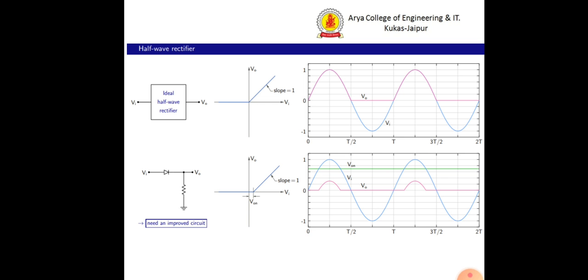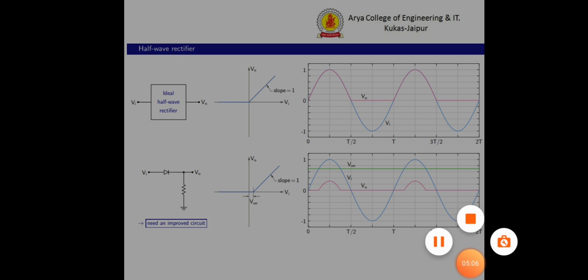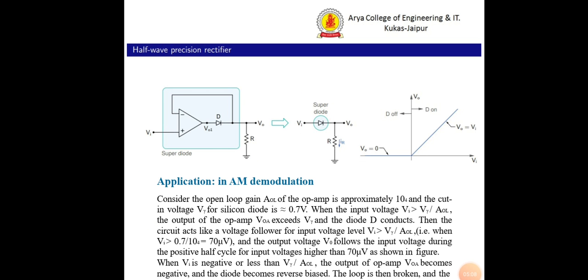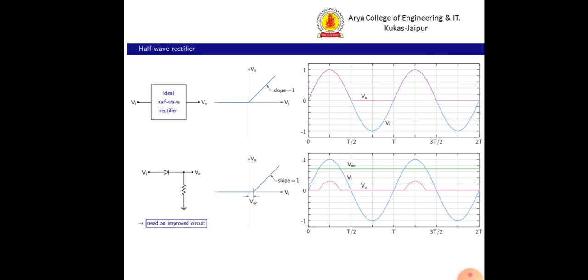Now we are going to talk about one very important application of op-amp which comes out from a limitation of a half-wave rectifier. As seen on the slide, a box denotes an ideal half-wave rectifier. A half-wave rectifier has the property that it is going to rectify the half waveform.